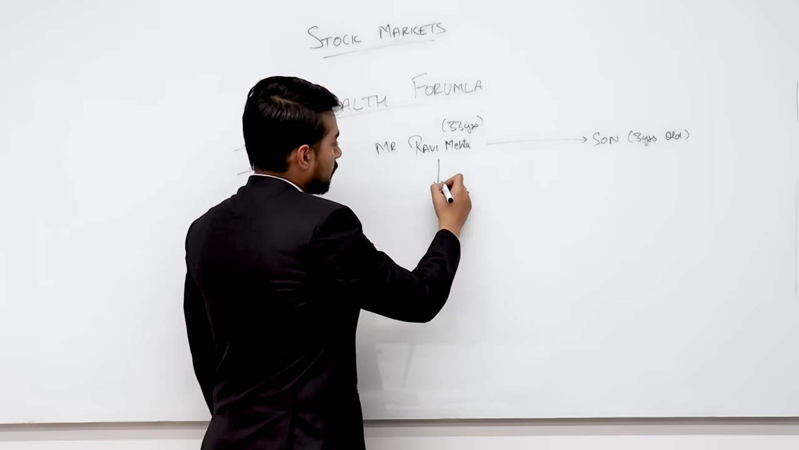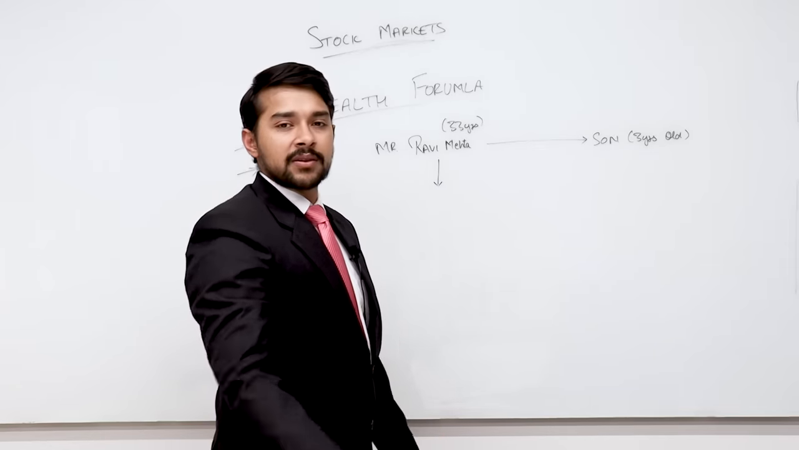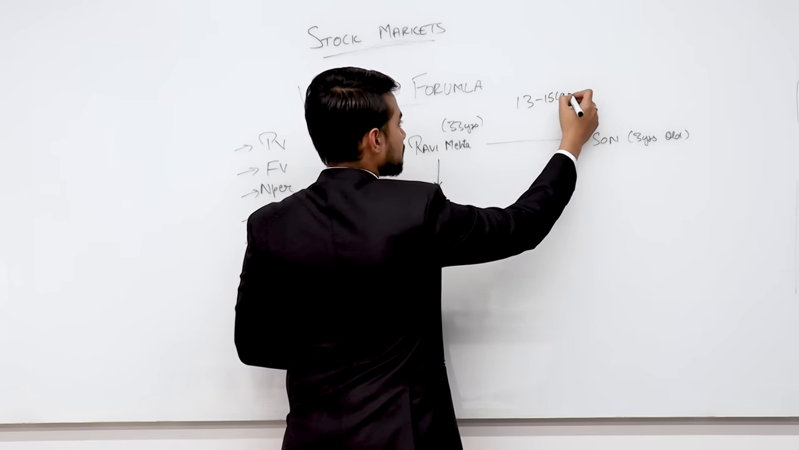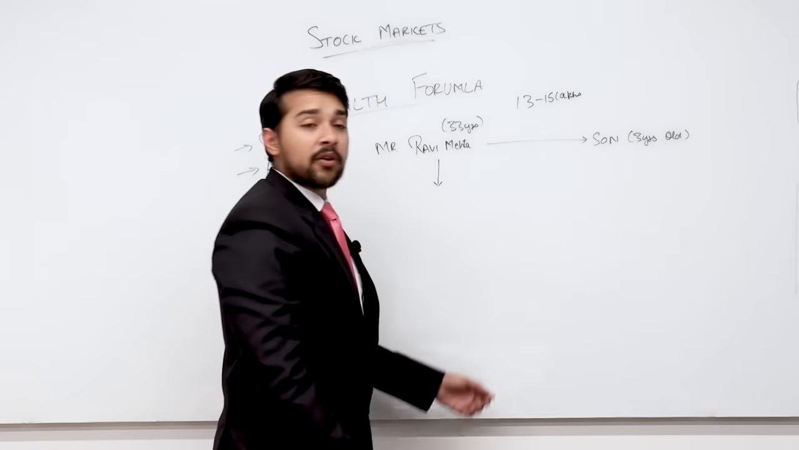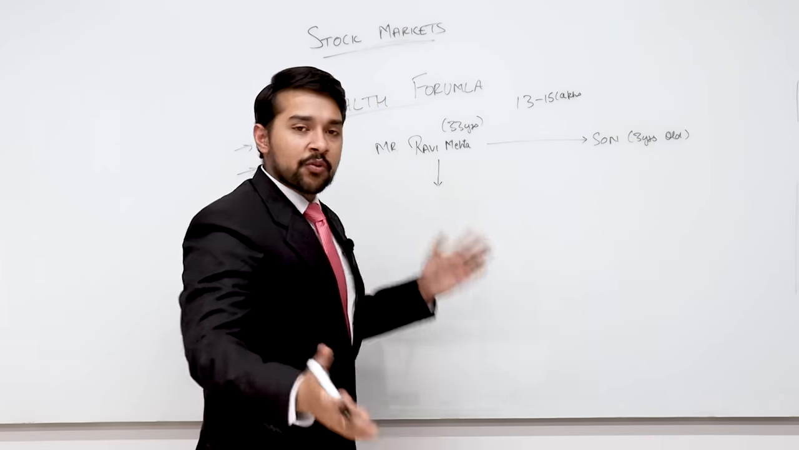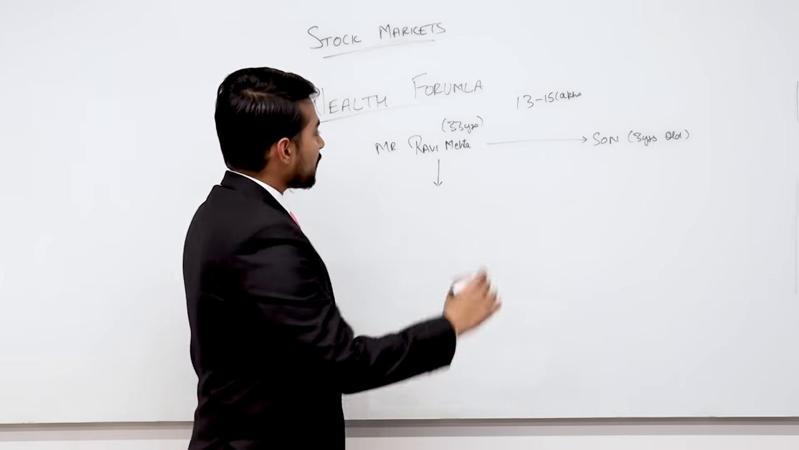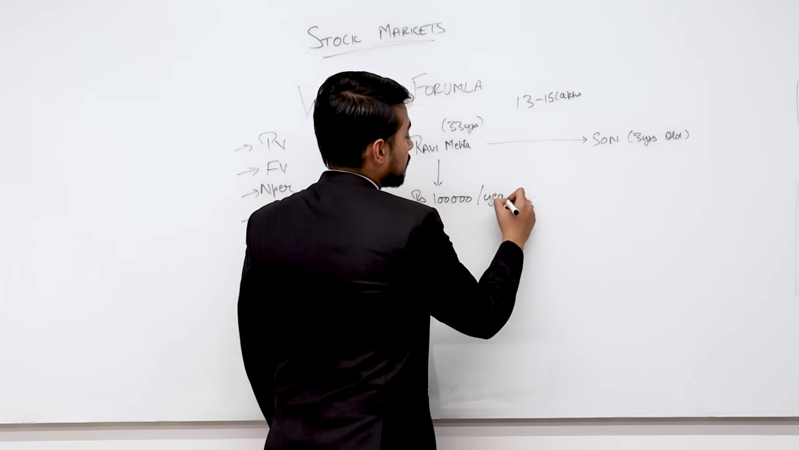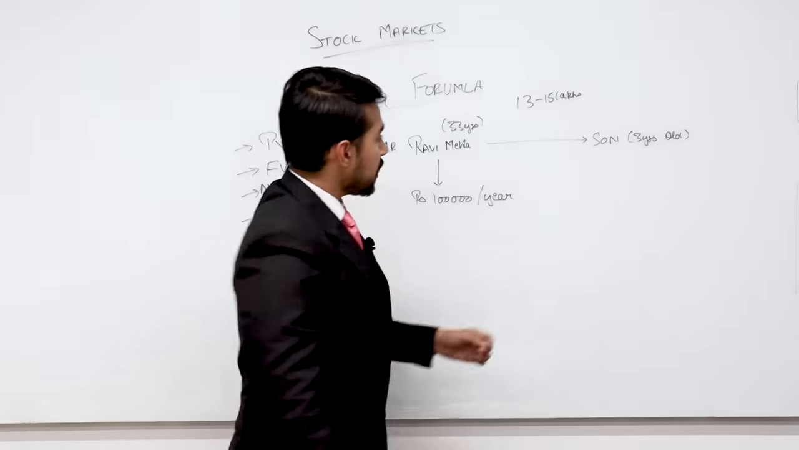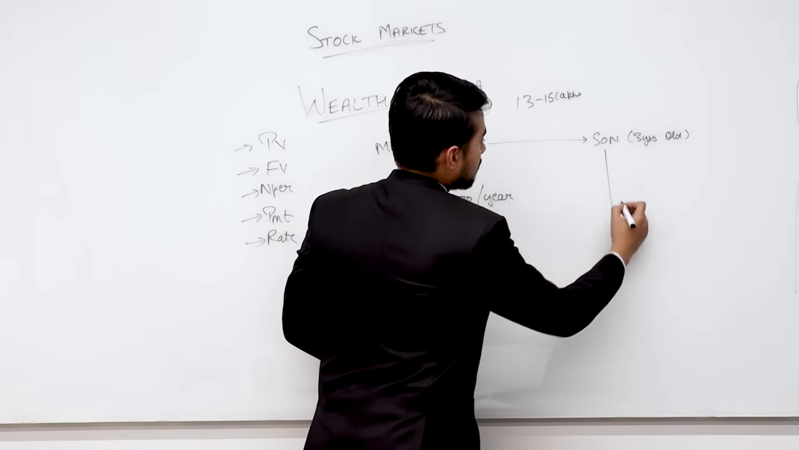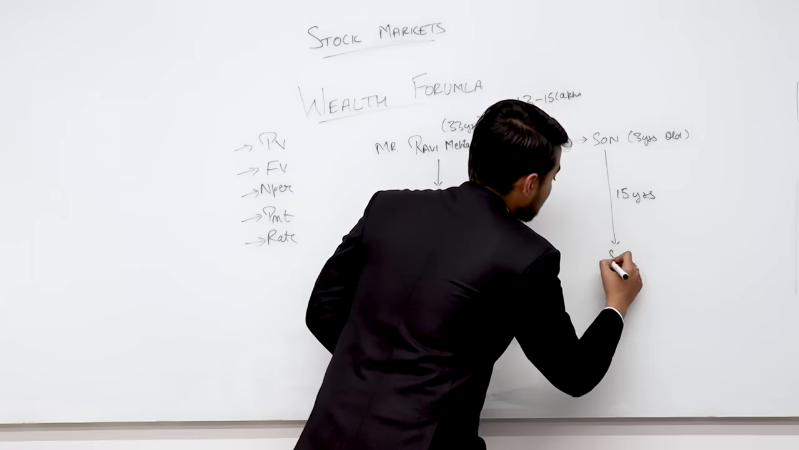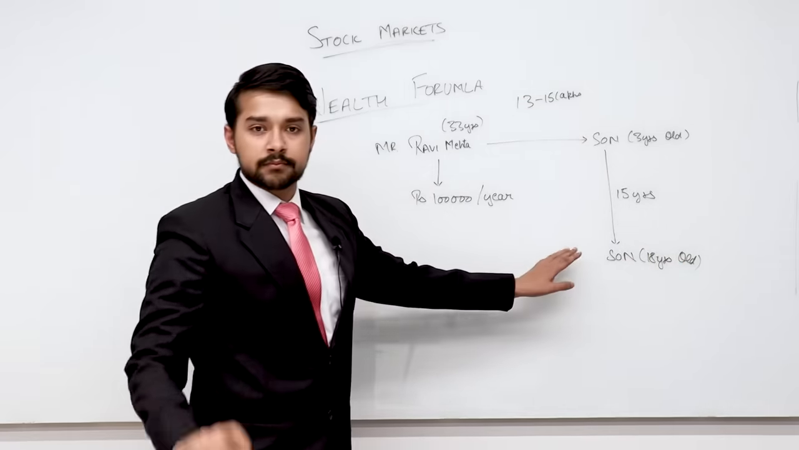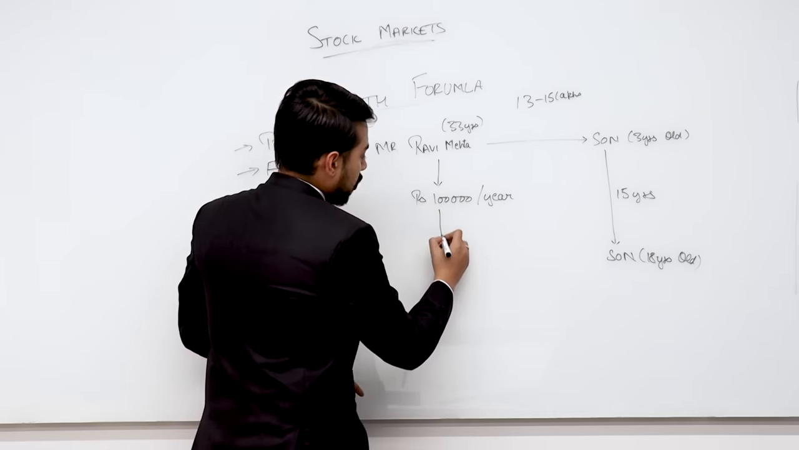Now, Ravi is a mid-level manager. So, Ravi's annual package is around 13 to 15 lakhs. Now, of course, like every concerned parent, he wants to save for his child's education. So he's telling me, Harsh, I want to invest 1 lakh per year for my son's college education. My son will go to college after 15 years. This is the time that his son will become 18 years old.